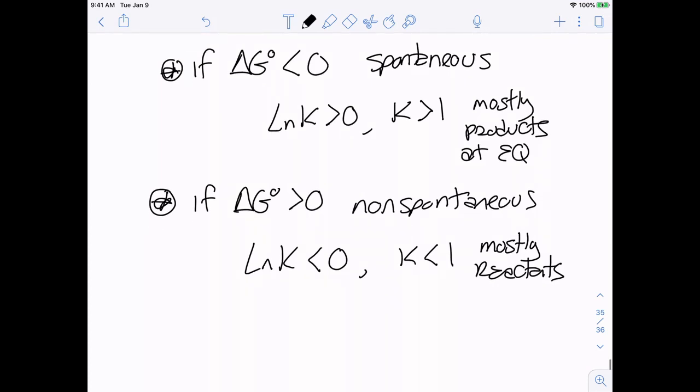And then if it is at 0, right, then my natural log of K is equal to 0, so K is equal to 1, right? The natural log of 1 is equal to 0. So it's an appreciable amount of both at equilibrium.